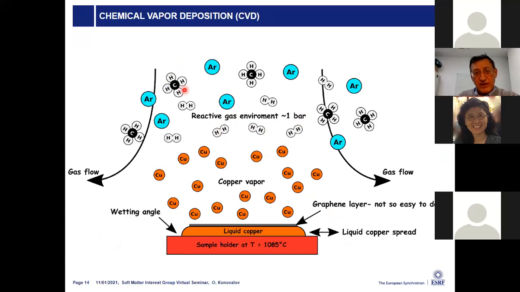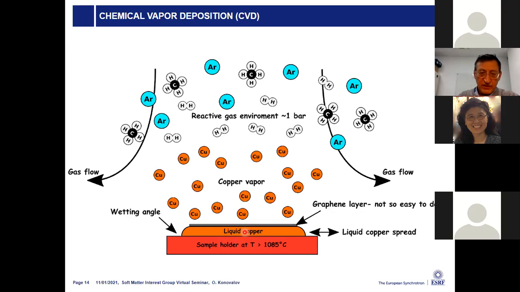Then we have a little concentration, below 5%, of methane, and also we have some amount of hydrogen to control the growth and etch the surfaces. So when methane reaches the hot copper surface, it decomposes, and then carbon sticks to the surface, and it has enough time to stay on the surface, migrate, and then meet another carbon and start to grow.